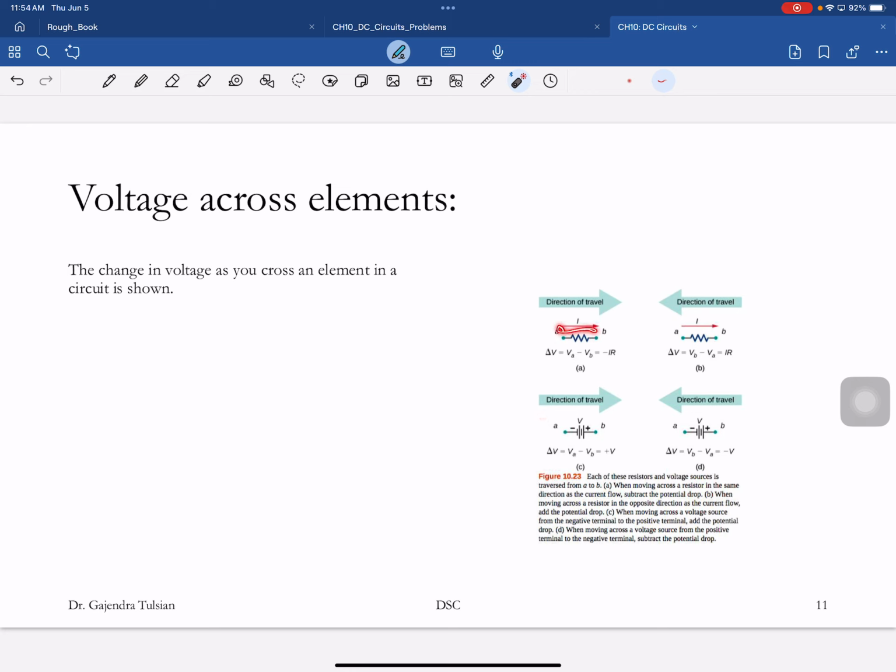It's useful to think of the current as water flowing. When you're going with the water flow, your elevation is decreasing, so the voltage change is negative, and when you're going against the water, you're going uphill. For a battery, when you're going from low to high voltage, the change in voltage is positive. And when you're going from positive to negative, the change in voltage is negative.